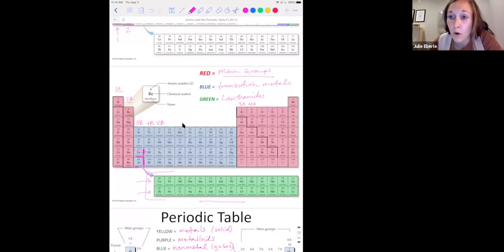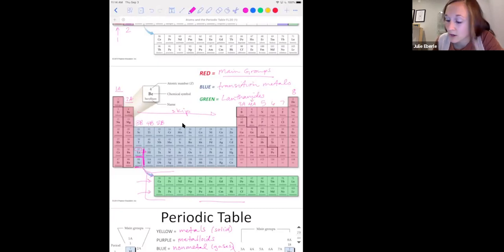That's important. I want you guys to know how to count main groups. And when you count main groups, you skip the transition metals and you go straight over here to main group 3. And then you continue counting. This would be main group 4, this would be main group 5, main group 6, the halogens are main group 7, and the noble gases are main group 8. Okay?